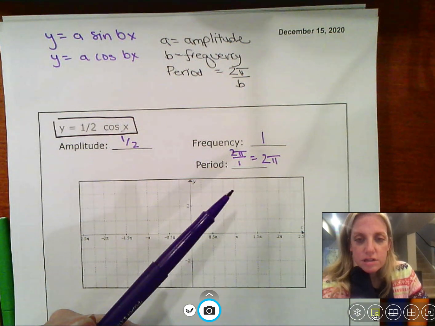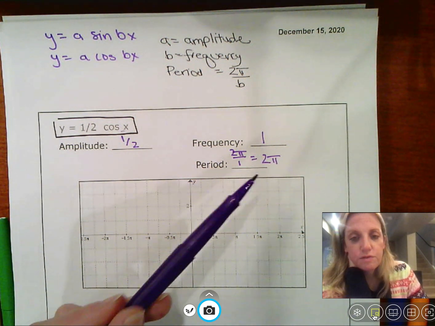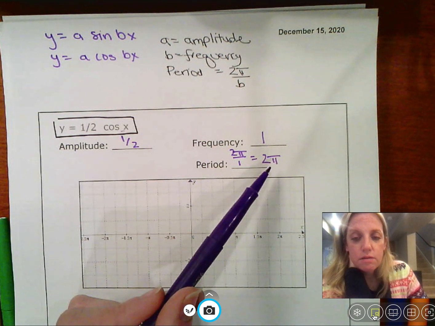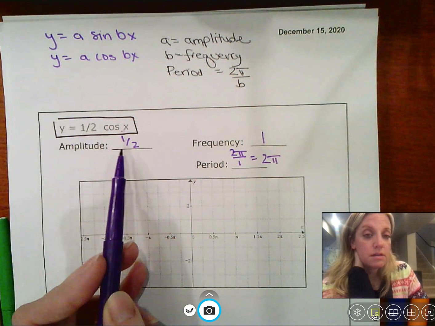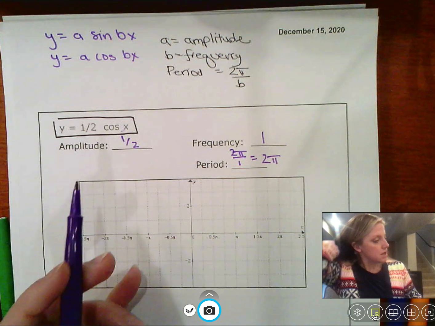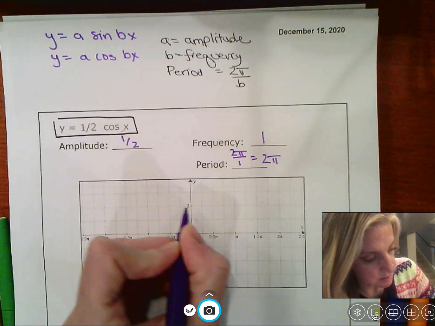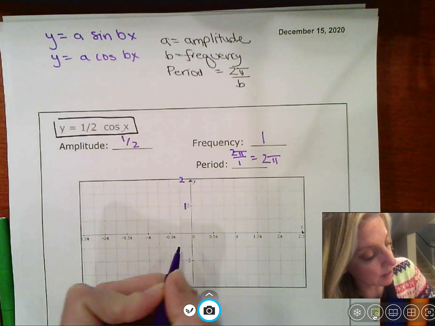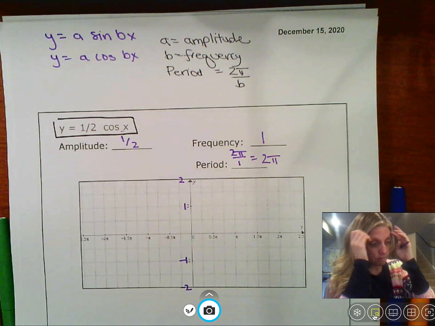So this is actually going to look fairly similar to what we've done so far. We know it's going to take 2 pi before we get one cycle in, and then the roof and the floor are going to be a little bit lower, at 1/2. So instead of going up by ones, I'm going to go up by 1/2, just so I have a little more room to see what's going on here.